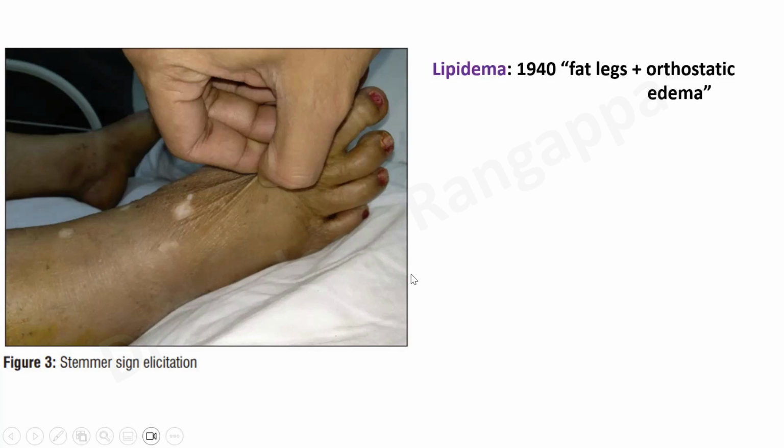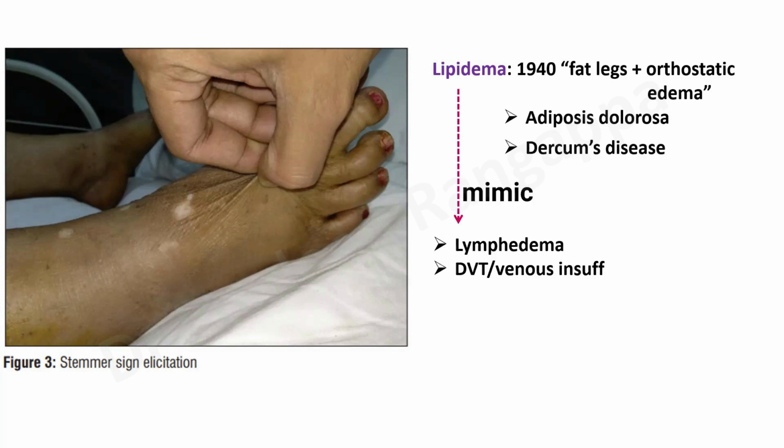So lipedema was described in 1940 as fat legs or orthostatic edema. It's also called adiposis dolorosa or Dercum's disease. When you see lipedema, we were thinking whether it is lymphedema, whether it is DVT, venous. That's when we looked for venous thrombosis, and DVT was negative. What she had was arterial thrombosis, and she had to undergo surgery.